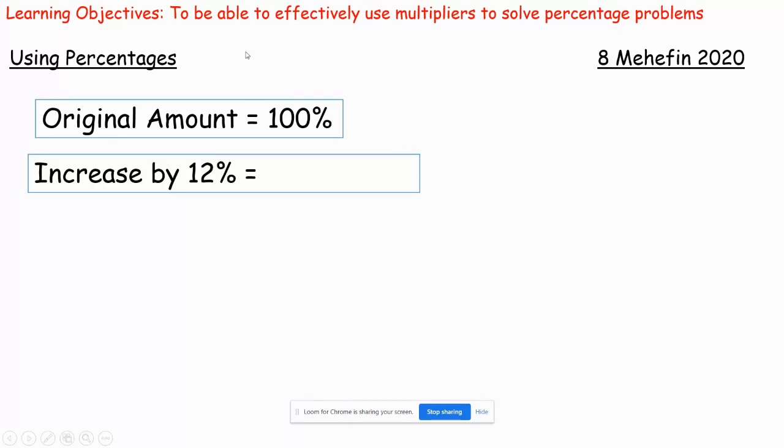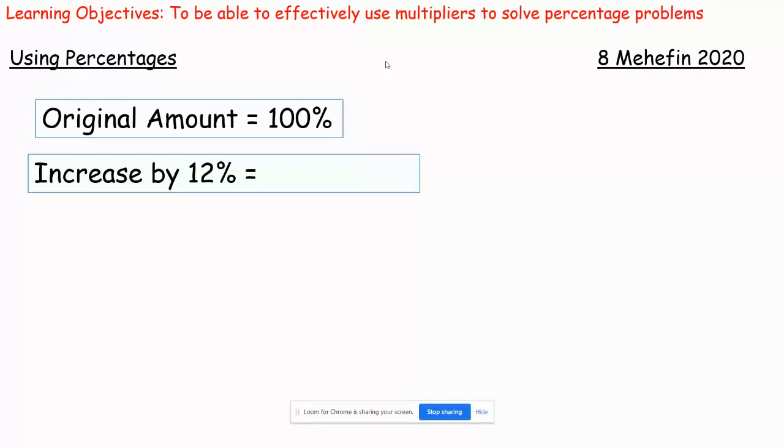Today's lesson is going to be on using percentages, more importantly, being able to effectively use multipliers to solve percentage problems. A multiplier is just a percentage that has been turned into a decimal, and it's most associated with percentage increase and decrease. The reason it's so useful is because it can do in one step what would otherwise take 2 or 3 steps. And it's also useful in later examples of work, which we'll have to do.